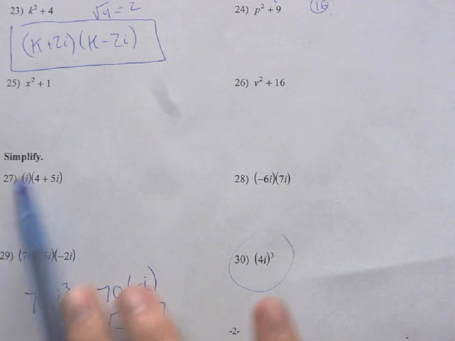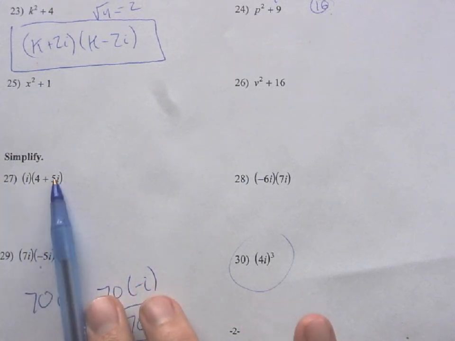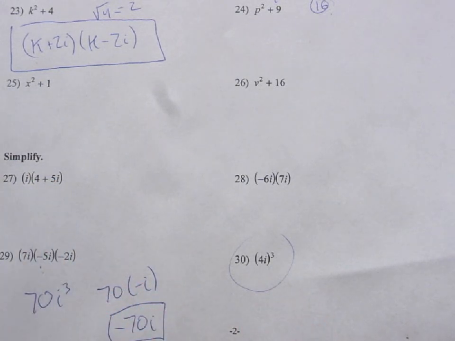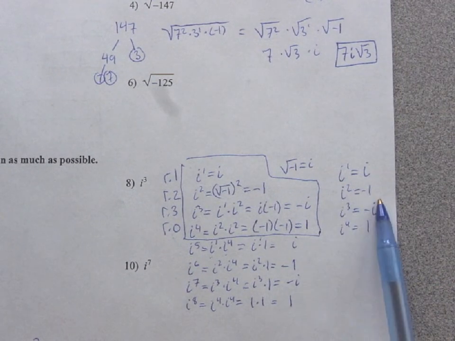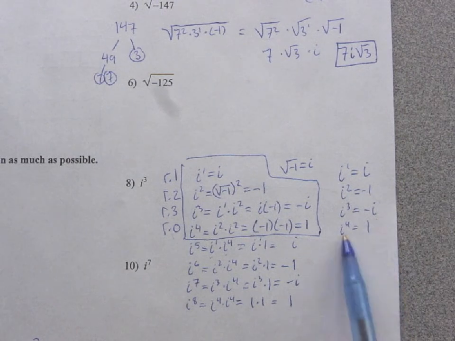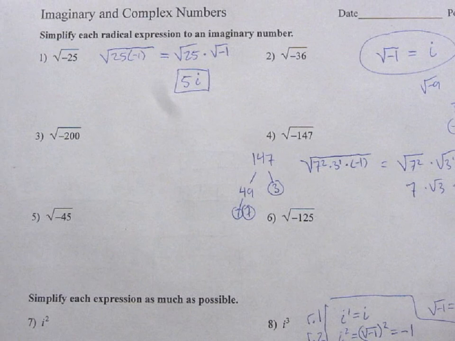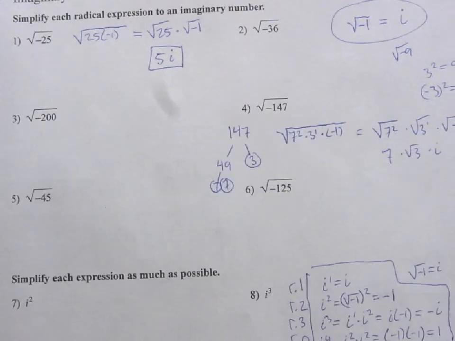Here you're just going to FOIL: i times 4, i times 5i. But once you get that power of i, you need to simplify and make it into one of those 4 things. So again, here were the powers of i: i to the 1 is i, i squared is negative 1, i to the third is negative i, and i to the fourth is 1. Okay. So that's a quick run through. That should get you started. In fact, that should get you a lot of the way through there.